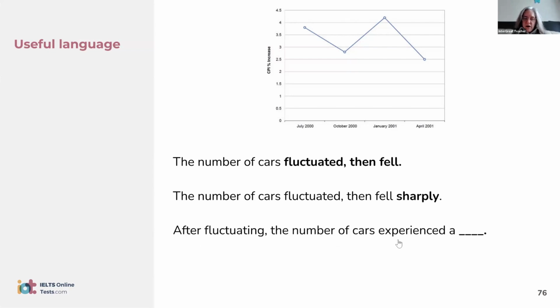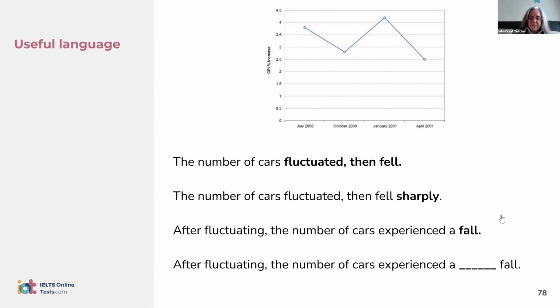After fluctuating, the number of cars experienced a. So if we just go back to the original sentence, the number of cars fluctuated, then fell. So here we have got fell, the verb. If we want to use the same word, but in a different form, what would that be? After fluctuating, the number of cars experienced a. I can see some people have put it. I can see some other people suggesting different words as well. But here we're just changing the form. So a fall. Okay, so after fluctuating, the number of cars experienced a fall.